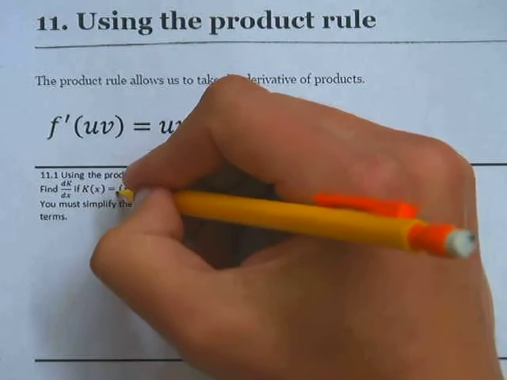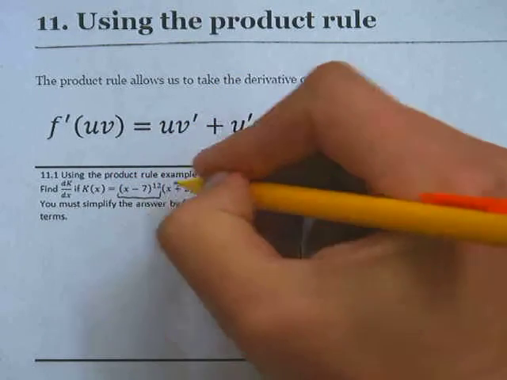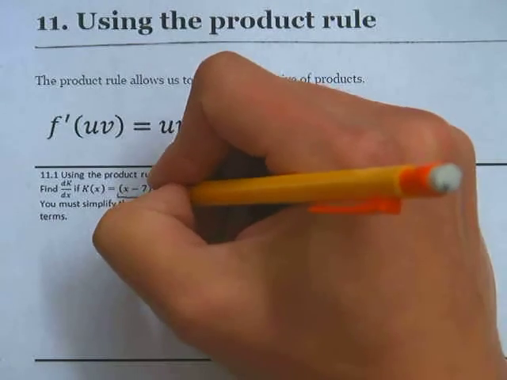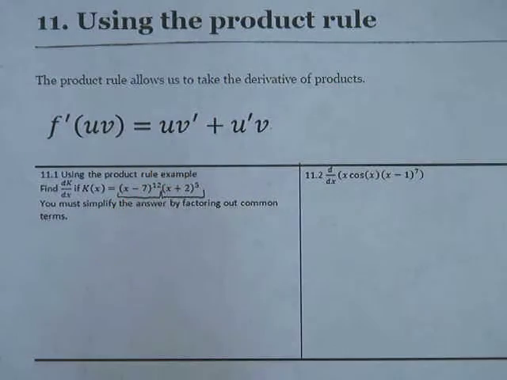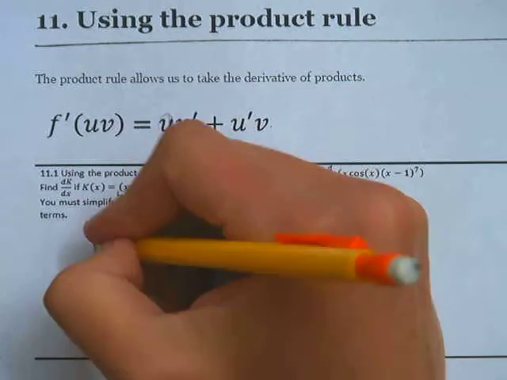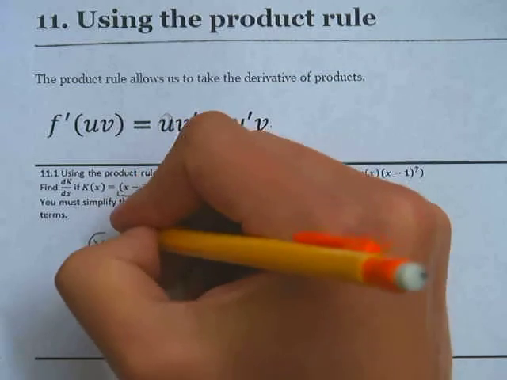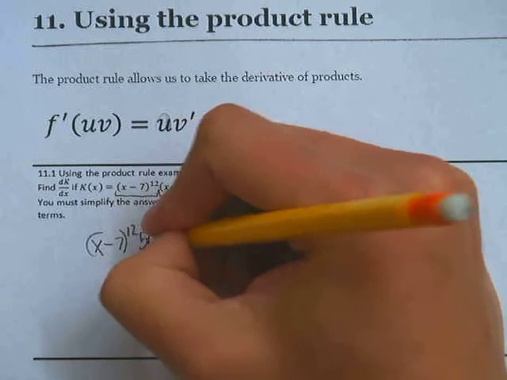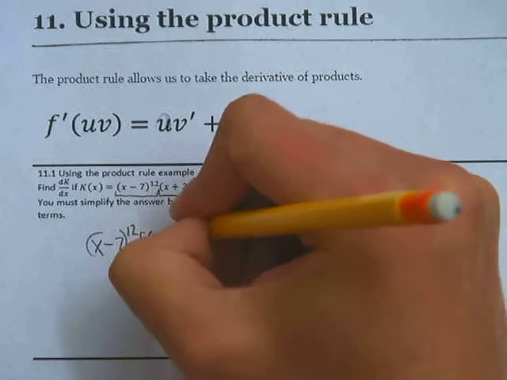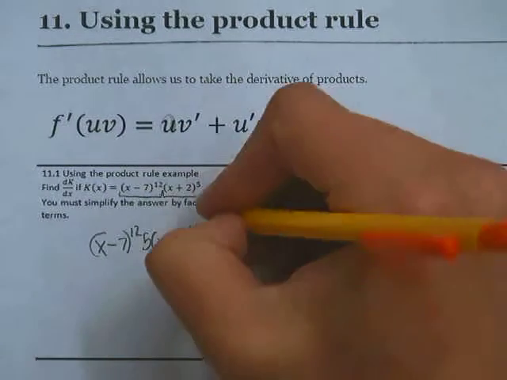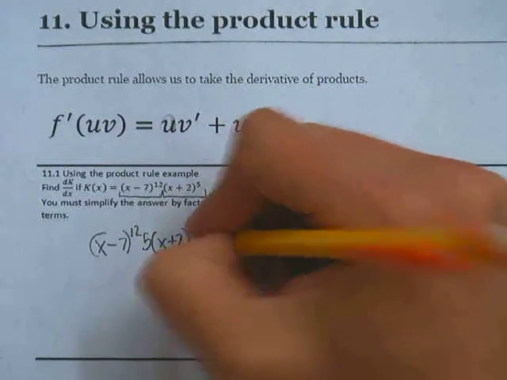So our first thing in this product down here is x minus 7 to the 12th. Our second thing is x plus 2 to the 5th. So it's good to identify which one's which. Our equation says we keep the first guy the same, so we're going to do that. And we take the derivative of the second guy. Well, that's easy. Just pull down the power. And that's it.